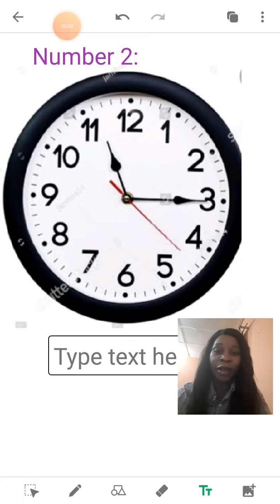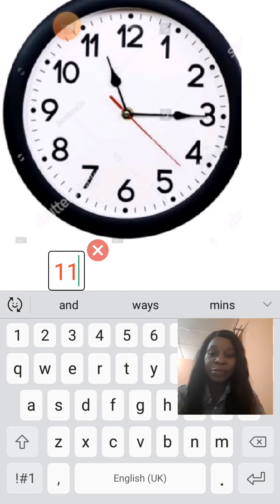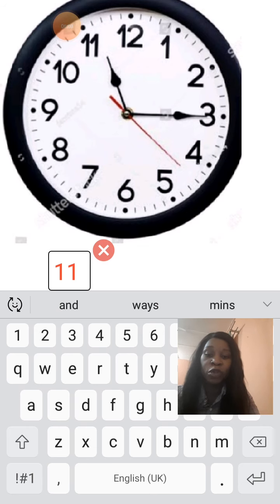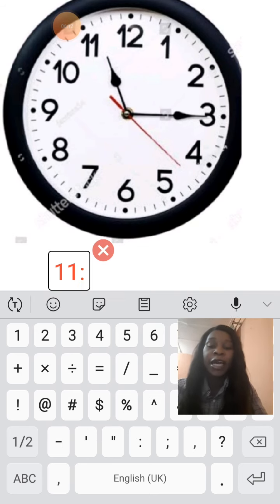So on this clock, we have our hour hand as the shorter hand, which is on 11. Then on your keyboard, you find 2 dots and put your 2 dots. And then you go over to the minute hand. The minute hand on this is on 3. And then you count from 1 again.